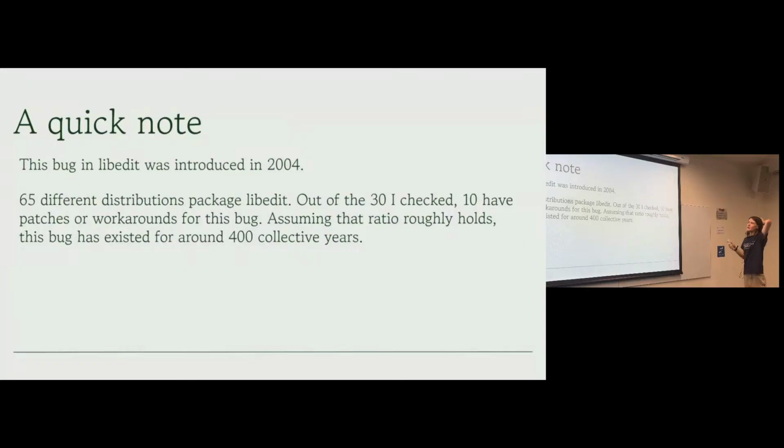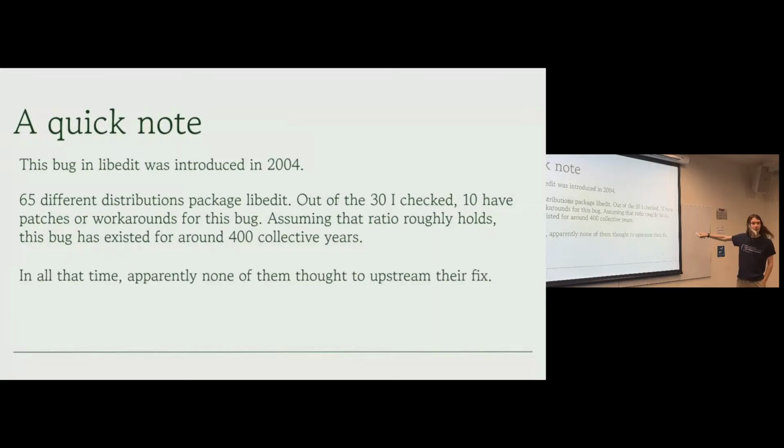But it's not just Debian. 65 different distributions package libedit. Out of the 30 I checked, 10 have patches or workarounds for this bug. Assuming that ratio roughly holds, this bug has existed for around 400 collective years. In all that time, none of them fought to upstream the fix. But when I say Chromeboot, we don't have the luxury of inefficiency, I'm talking about this. 2,000 line patch, 400 years. I wrote an email, took 10 minutes. Again, middle of history class, email, 10 minutes.